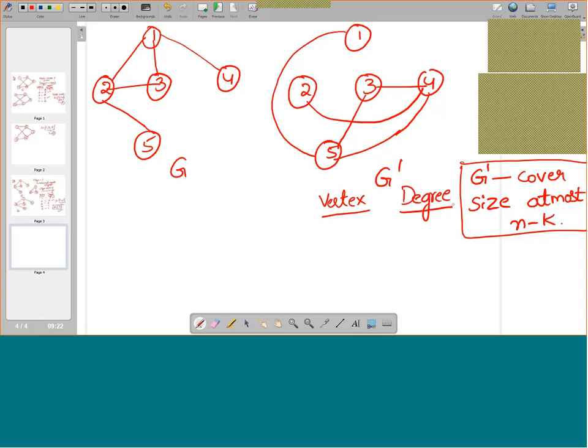So I am constructing G dash and checking whether the cover size is at most n minus k or not in the theorem. First we'll be taking the formula and constructing the graph, and then we'll be constructing the complement graph for that graph. Then we'll be checking whether the complement graph has node cover size at most n minus k or not. So that's why I'm constructing the complement graph.